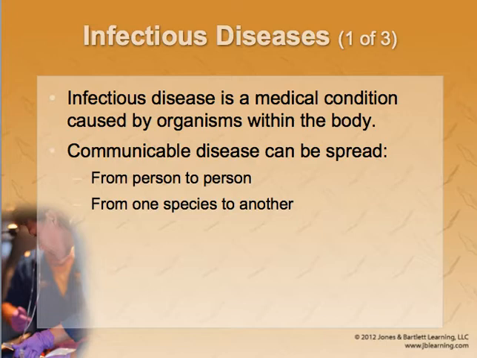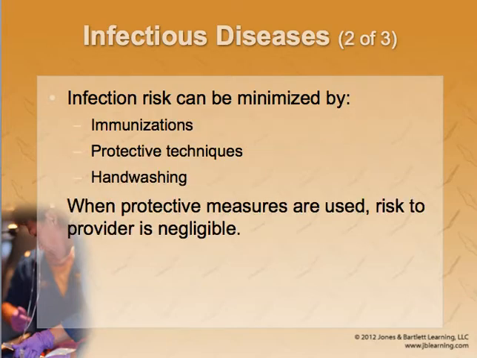these diseases. So first off, communicable diseases can be spread from person to person or from one species to another. An example of a person-to-person spread would be HIV. Could be the flu, the common cold, and so on. From one species to another would be something like rabies, or even the bird flu, swine flu, and stuff that comes about.